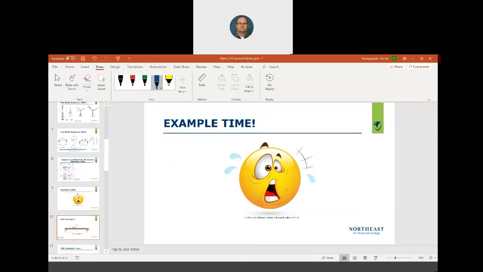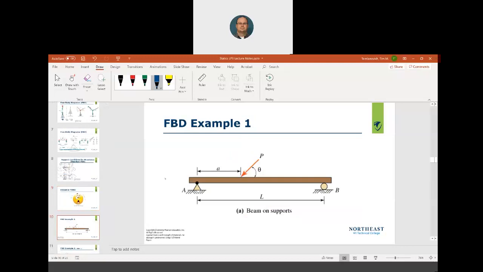Okay. Example one. All right. Okay, so we want to create a free body diagram of this, okay? So I'm going to use green. All right, so if I look here, I have a roller. Point B is a roller. So if I look here, I know it has a vertical reaction. So I'm going to make this a little thicker here.